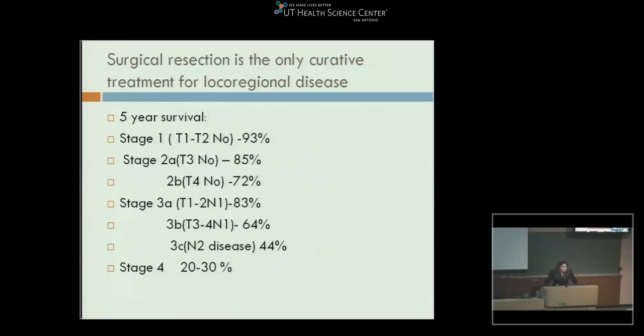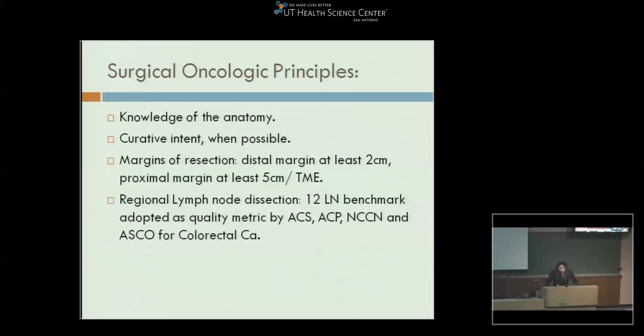There are specific surgical oncologic principles that we have to be aware of every time we talk about colorectal cancer. First, knowledge of the anatomy is very, very important because that determines what you're going to resect depending on where the tumor is located. Always, when you operate, you operate with curative intent every time it's possible.